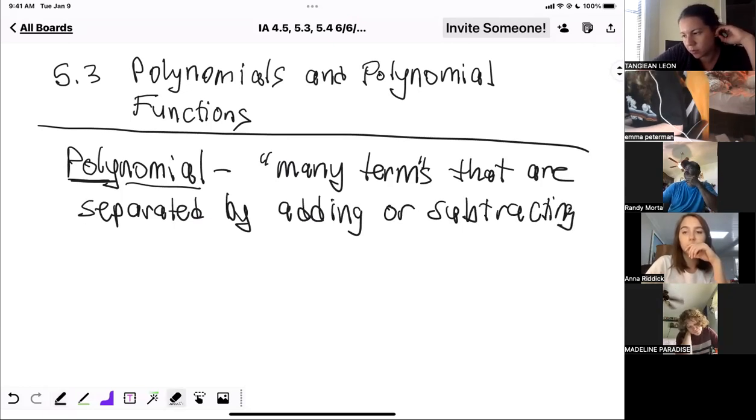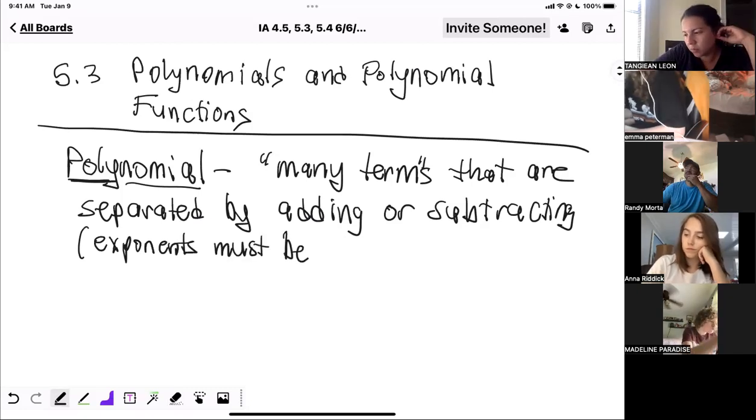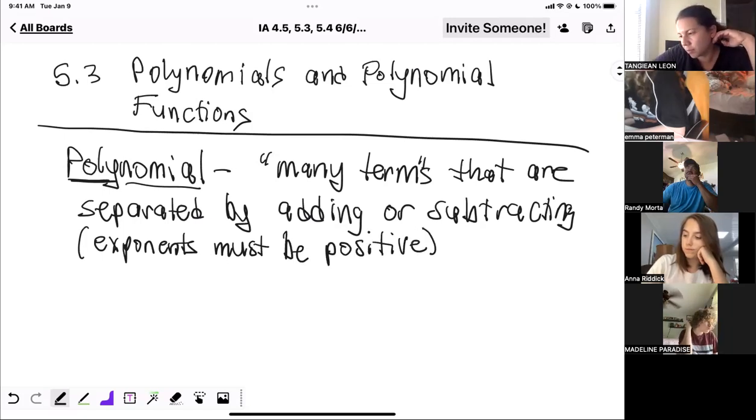One thing really important about a polynomial, not everything's a polynomial, but one thing we really have to talk about is that exponents must be positive. You can't have negative exponents to be a polynomial. All exponents have to be positive.